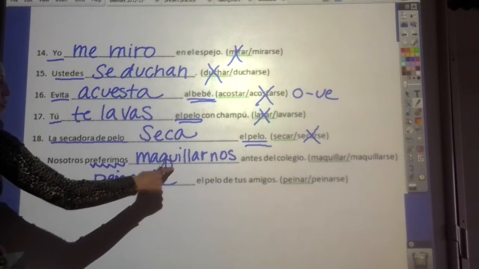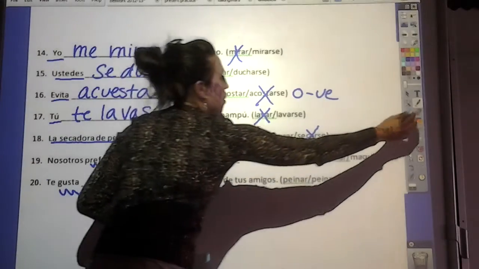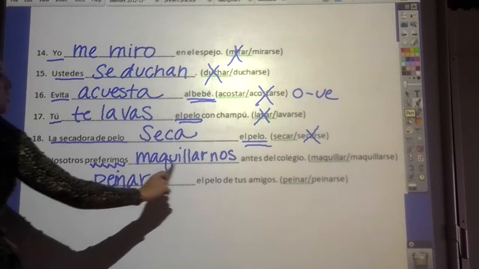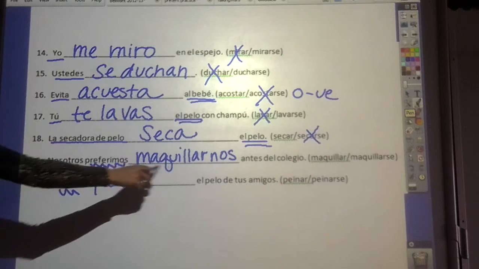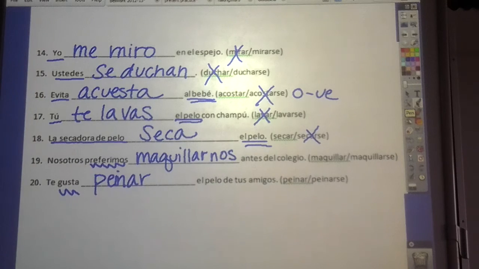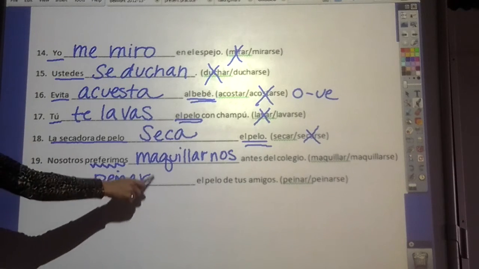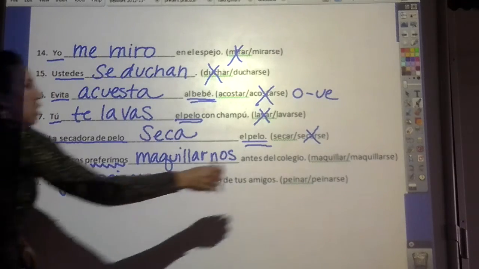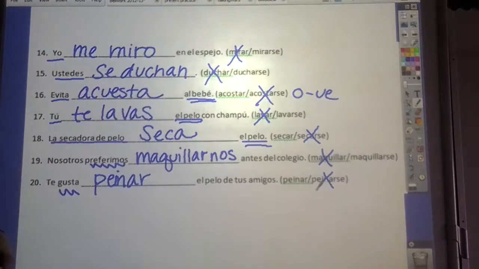So we are going to leave this verb in the infinitive. In this case, we prefer to put makeup on ourselves before school. We have the infinitive and then ourselves after the infinitive. And then 20, you like to comb the hair of your friend. Sorry, I erased the te because you are not combing your own hair. You are combing your friend's hair. So, this one is reflexive and this one is not reflexive because it's not happening to you.